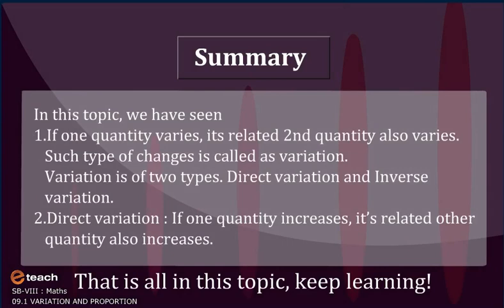Summary. In this topic, we have seen: 1. If one quantity varies, its related second quantity also varies. Such type of changes is called variation. Variation is of two types, direct variation and inverse variation. 2. Direct variation: if one quantity increases, its related other quantity also increases.